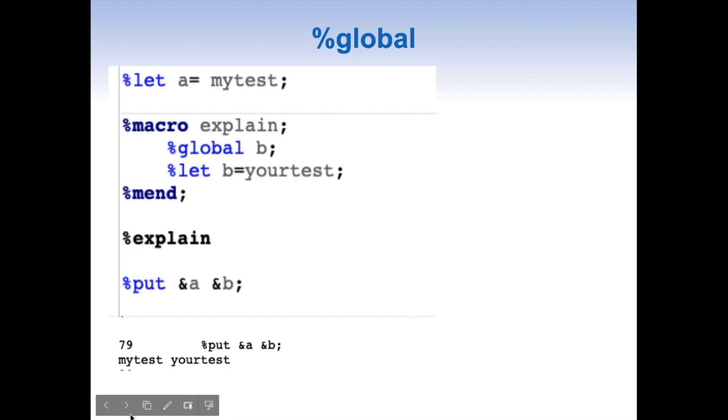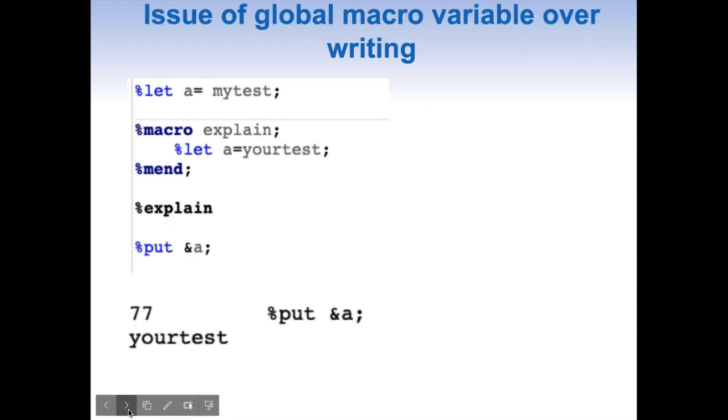Now that we have looked into %global, let us look into a different aspect which is very interesting. Here I have %let a equal to my test, and here I have a macro wherein I am creating a macro variable and saying %let a equal to your test.